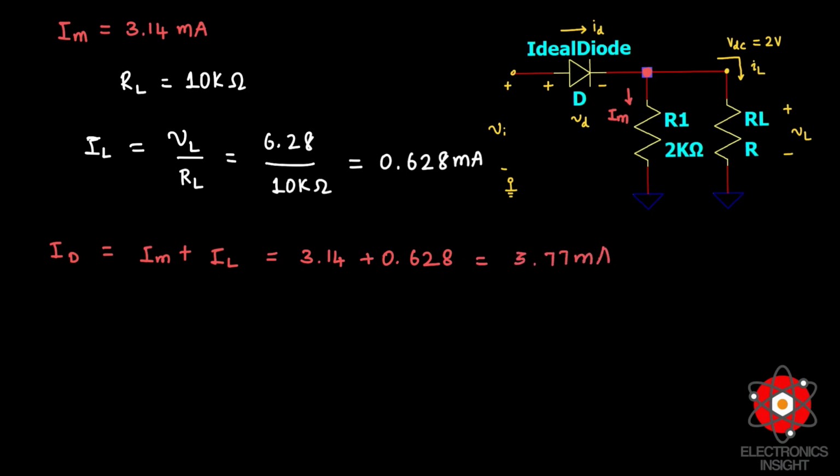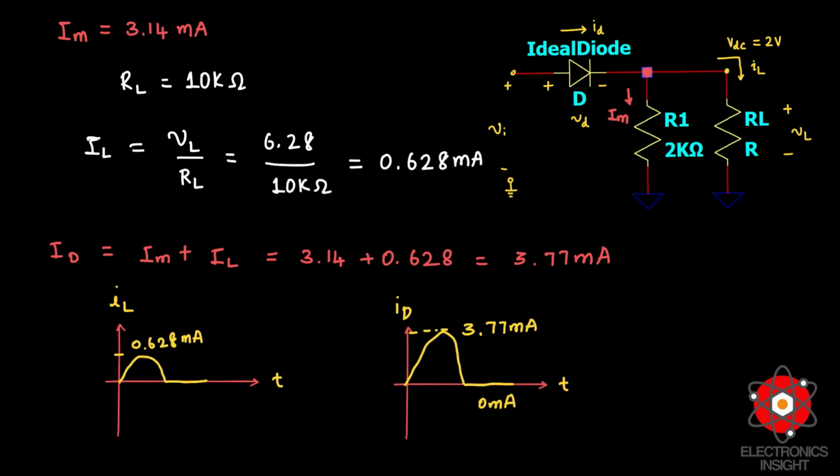3.77 milliamps. So if you have to draw the plot, it will look much similar to this and this one, because IL was 0.628 milliamps, so I have drawn it like this, and ID is equal to 3.77 milliamps. So this is how we try to solve problems related to the half wave rectifier, and we have also seen how the current waveforms are going to behave, and we have also sketched the voltage waveforms with respect to VM, VD and VM.